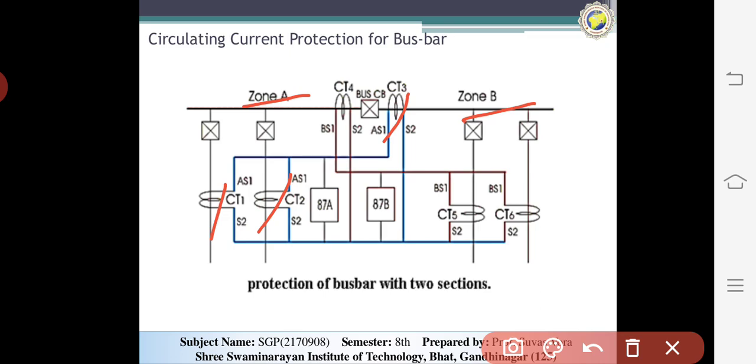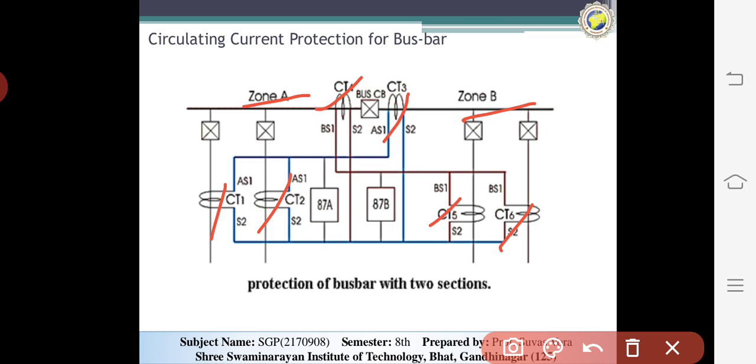Similarly, for the bus protection of section B, zone B is bounded by CT4, CT5 and CT6, and CT4 is connected with the bus protection of the feeders. Therefore zone A and zone B are overlapped to ensure that no zone is left behind in this bus bar protection scheme.